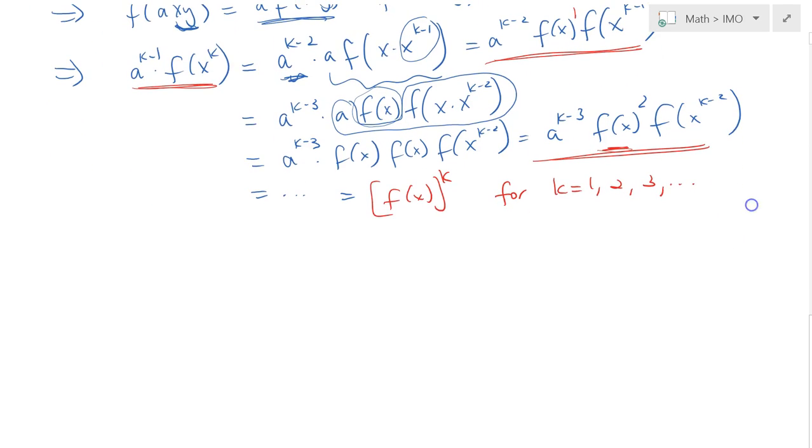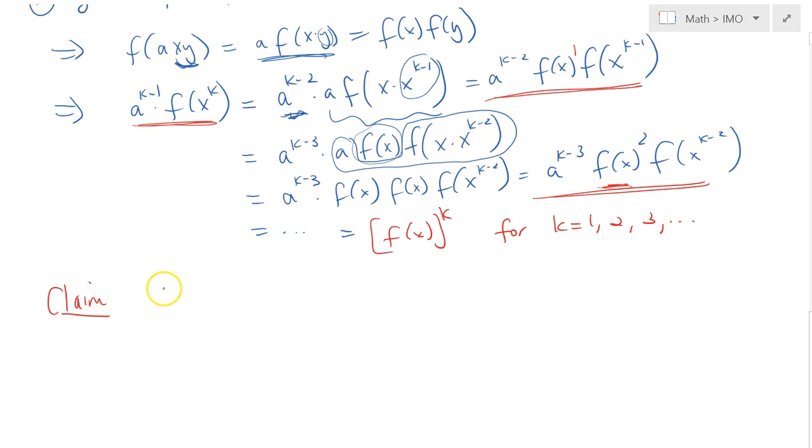So at this stage, I would like to make the following claim, that all values of f are integers divisible by a. So therefore, let's say a divides f of x for x in N. So to prove this claim, we can fix this x in N, and then consider a prime. So take p, which is a prime.